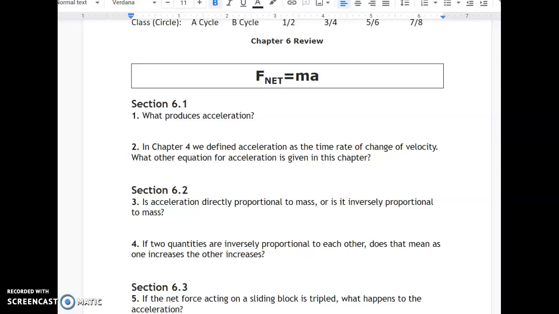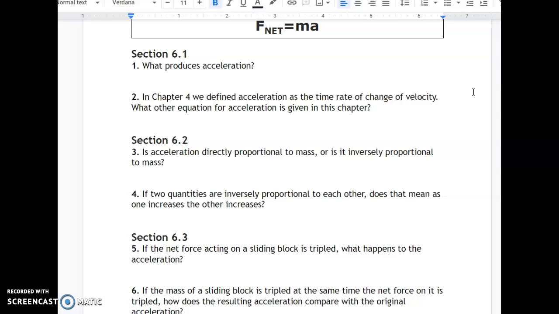So in chapter 4, we defined acceleration as the time rate of change of velocity. What other equation for acceleration is given in this chapter? So in this chapter, we were given that acceleration is equal to your net force divided by your mass. So I don't know if you remember from chapter 4 when we were talking about linear motion, but acceleration is also equal to the rate of change in your velocity, so the way your velocity changes over time. So Vf minus Vi all over t. But you can also solve for acceleration using Newton's second law. A equals your net force over m.